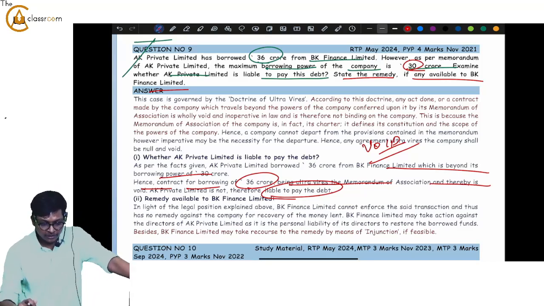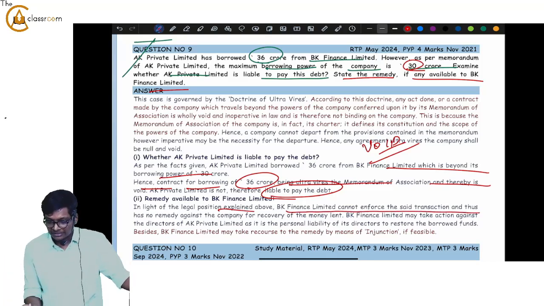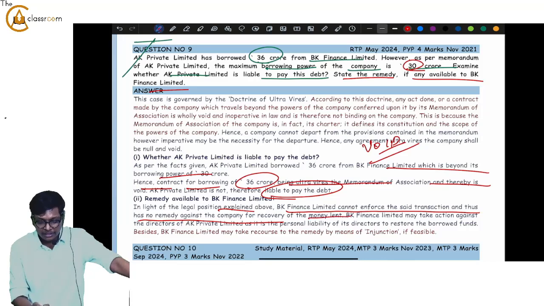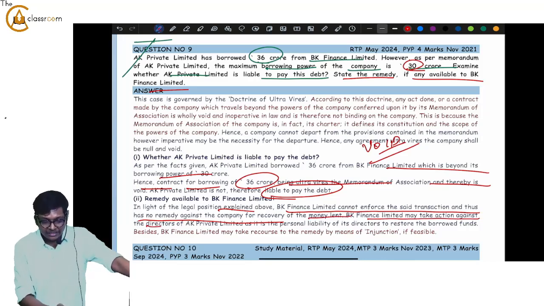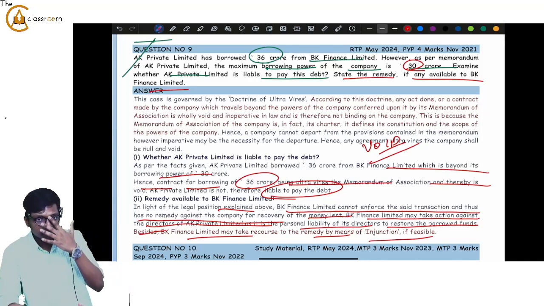Clear? Okay. In light of the above provision, BK Limited cannot enforce the said transaction and has no remedy against the company for recovery of the money lent. BK Limited may take action against directors, as it is the personal liability of directors to restore the borrowed funds. Besides, BK might take recourse of injunction if feasible. They are just giving advice. Why did you give the loan without reading the MOA?